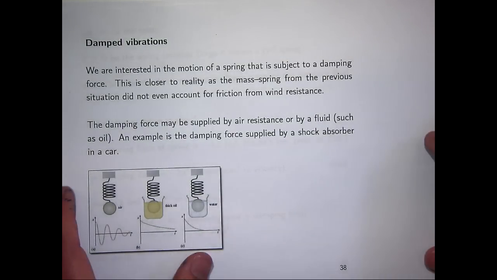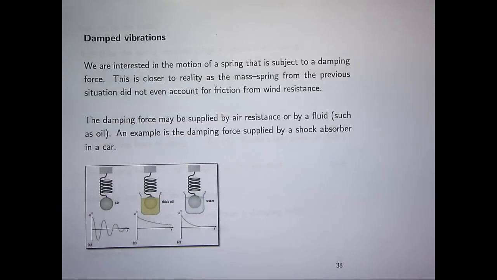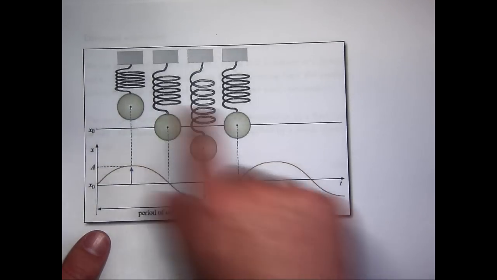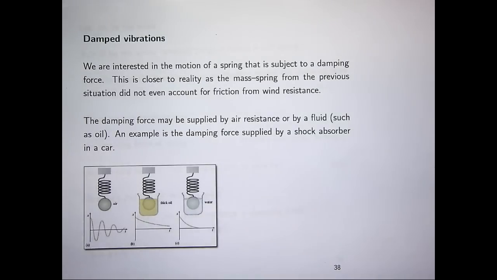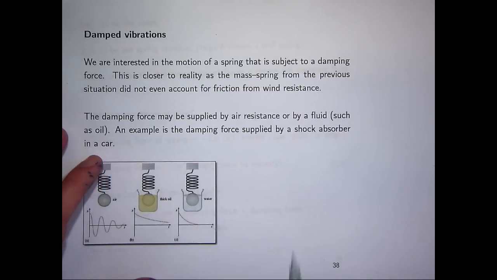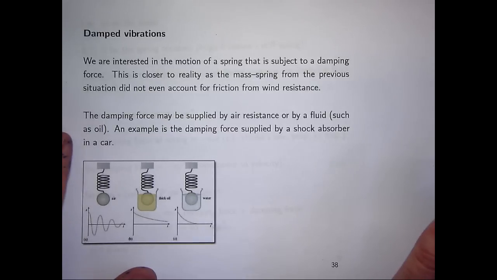What we're going to look at is damped vibrations. So the spring mass system has some sort of damping associated with it. And even in the previous model, I mean, there would be wind resistance or air resistance, right, of sort of damping in that model. So the damping force may be supplied by, say, air resistance or oil, something like this.